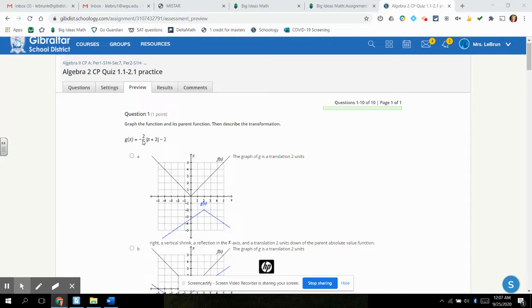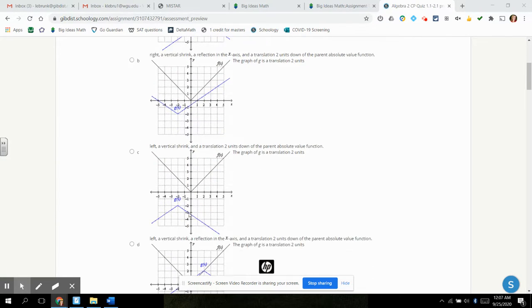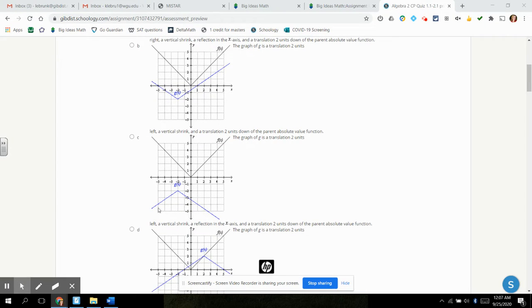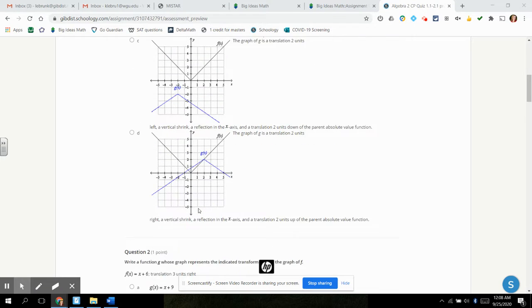Now let me go back to this 2/3 that I kind of skipped. Remember, if it is less than 1 and greater than 0, it's going to be a shrink. So it's going to vertically shrink it, which is going to kind of squish it. So it's going to get a little bit wider. It's kind of hard to tell on this because 2/3 is not that different than 1, but it is a little bit wider, as you can see here. All right, so C was the answer.